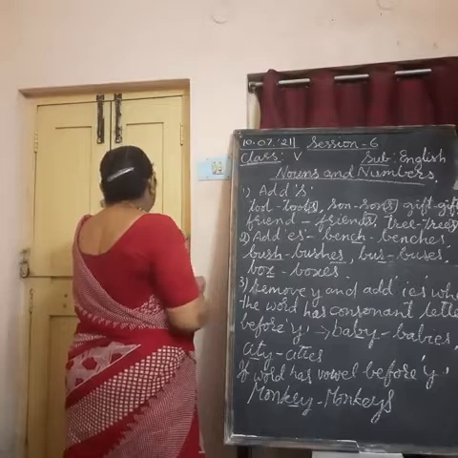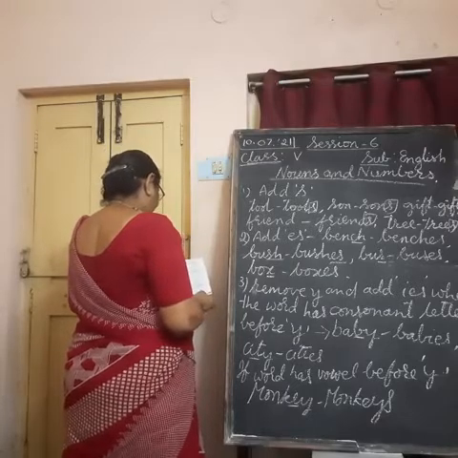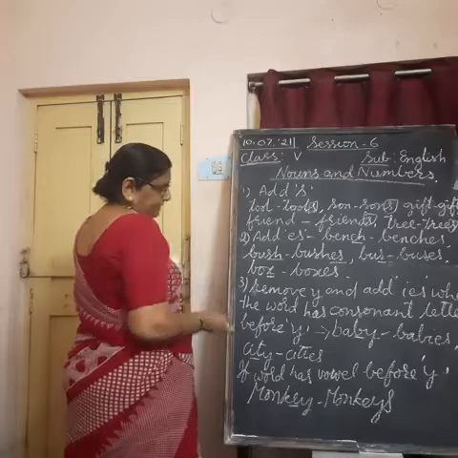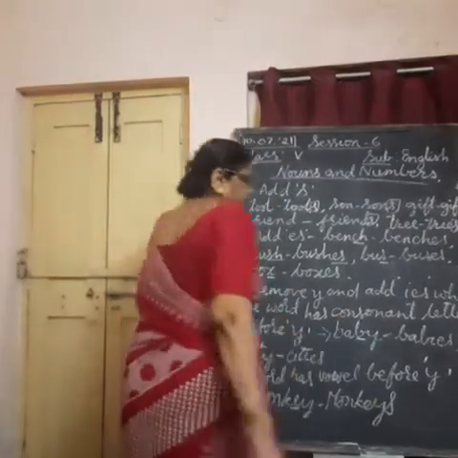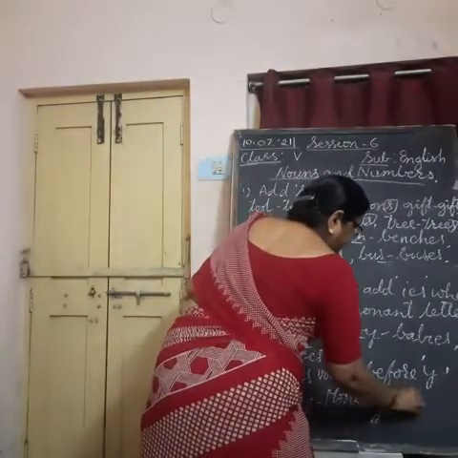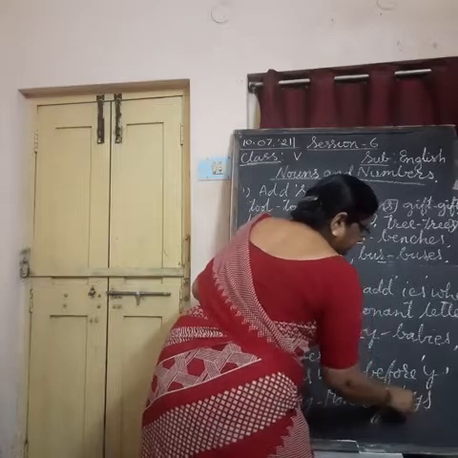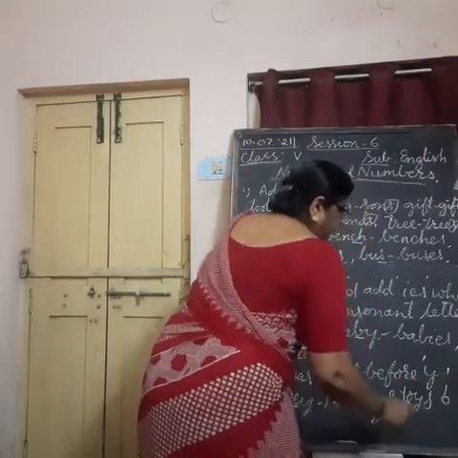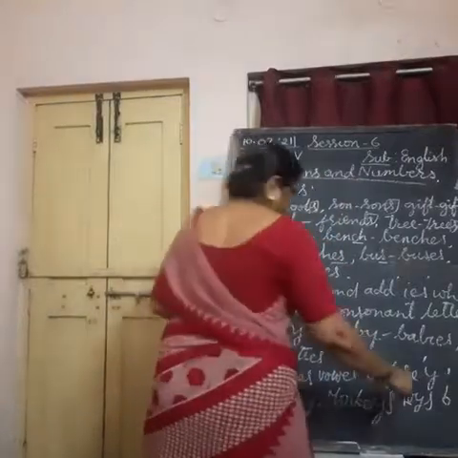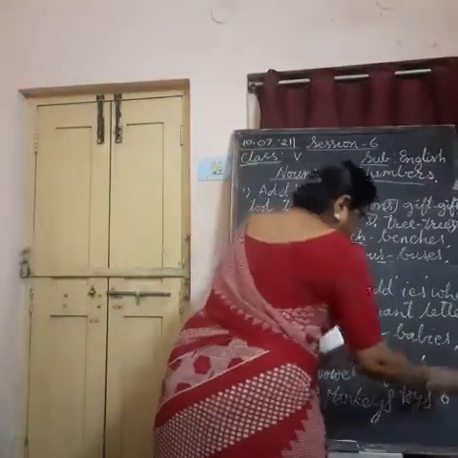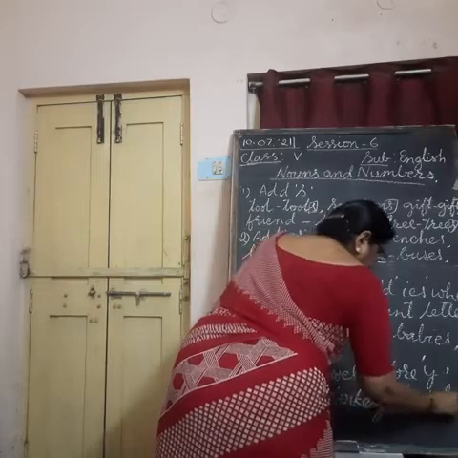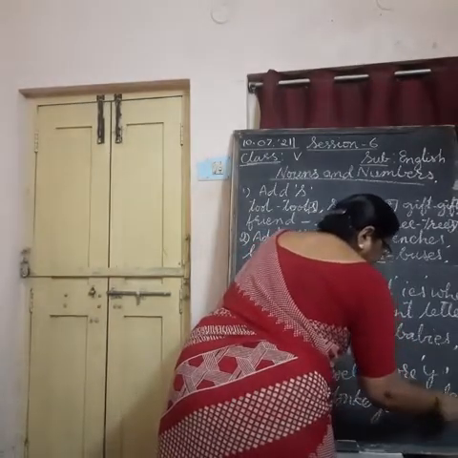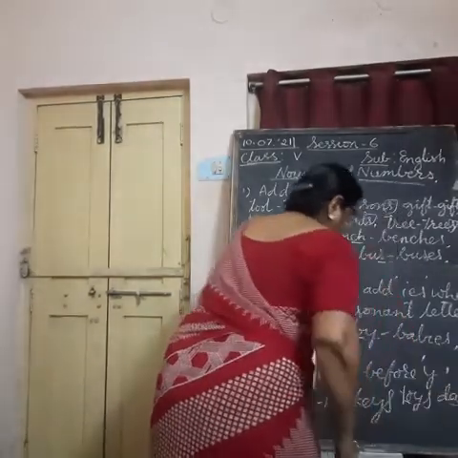Then toy, day, T-O-Y, toy. O is a vowel. We add s because o is a vowel. Boy, day, different vowels also. Day, a is a vowel, so we make it days.